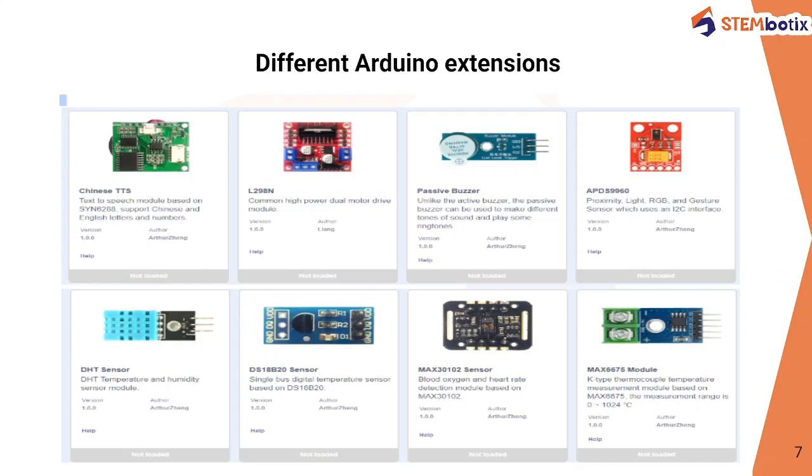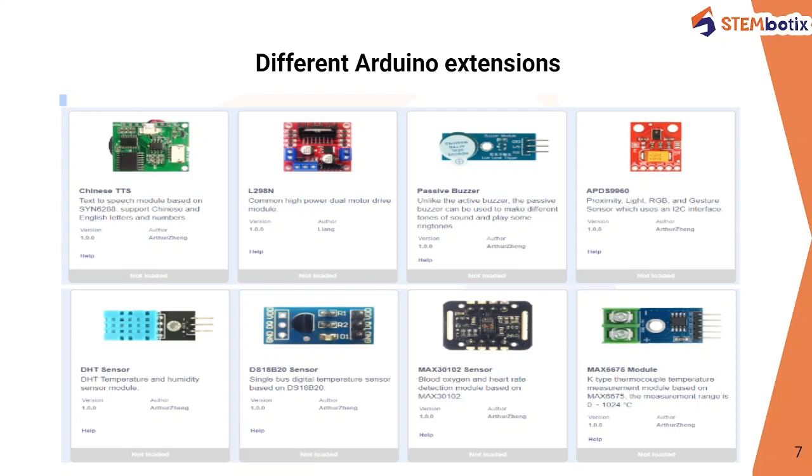Another one is L298N. As I mentioned previously, this module is basically used to run our motors and give a power supply of 12 volt to our motor and a 5 volt power supply to our microcontroller board. So here we have this kind of extension.